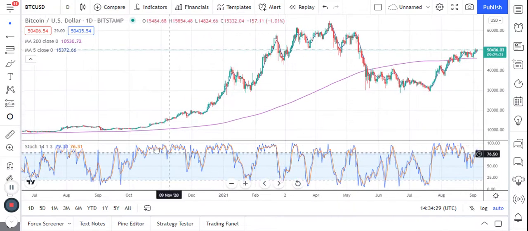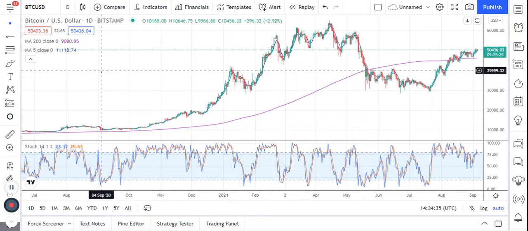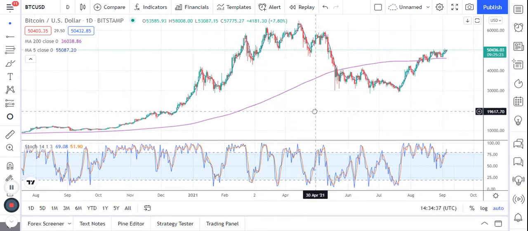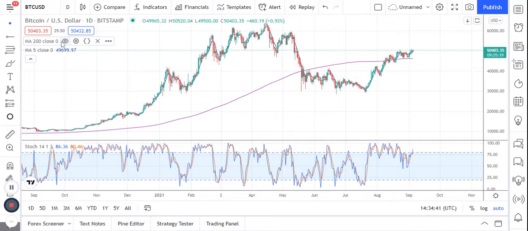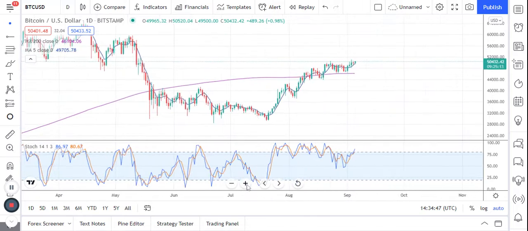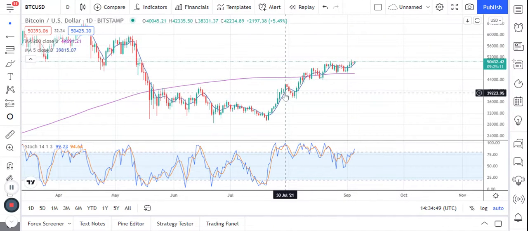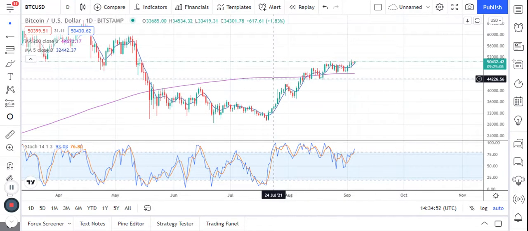You can see this Bitcoin on daily time frame, and the indicators you can see here is the 200 moving average, I say, and this is the five moving average. The five moving average is so close to the price. You can see this is the five moving average, this is the 200 moving average.